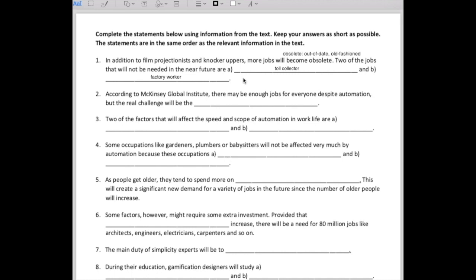Number 2, according to McKinsey Global Institute, there may be enough jobs for everyone despite automation, but the real challenge will be the gap. Now, first of all, in this case, we need a noun or a noun phrase because we have the article "the". Now let's look if there's any vocabulary that can be interesting. Enough is a very interesting word, so let's think of some synonyms. A synonym of enough can be sufficient. Sufficient can be a synonym of enough.